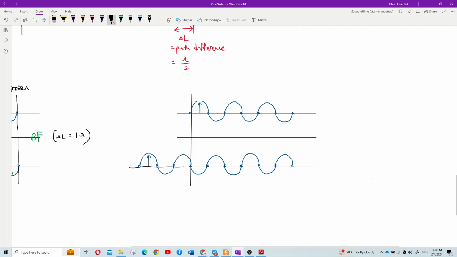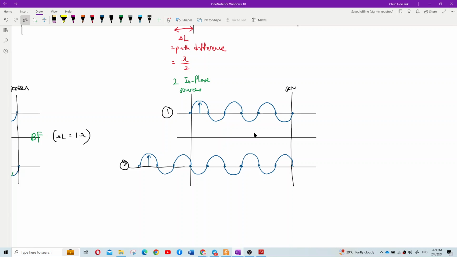You see that, class? This is still considered two in phase sources, because I start with the waves going in the same direction, going up, going up. This is wave 1, this is wave 2. But what happened in the end, class, on the screen? The first one is going down, but the second one is going up. So they are in opposite directions in displacement, isn't it?